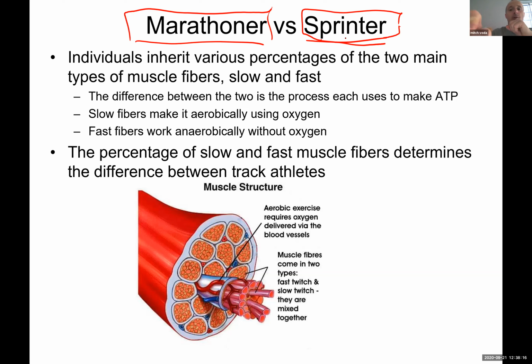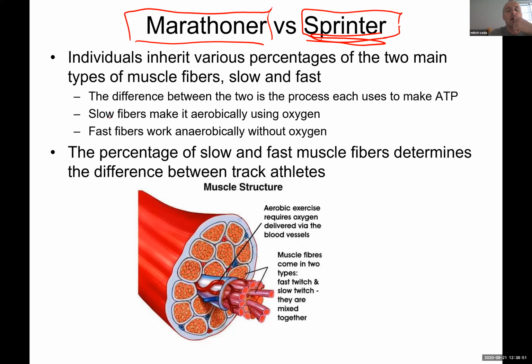Now, Usain Bolt is a great sprinter, but if you tell him to run the marathon, he probably will not survive even 10K, 10,000 meters or 10 kilometers, or even compete with those Africans. Why? Because the difference is in their muscles, basically the type of fiber they have and how they use that to produce ATP. So basically the difference between the marathoner and sprinter is the process that each uses to make ATP.